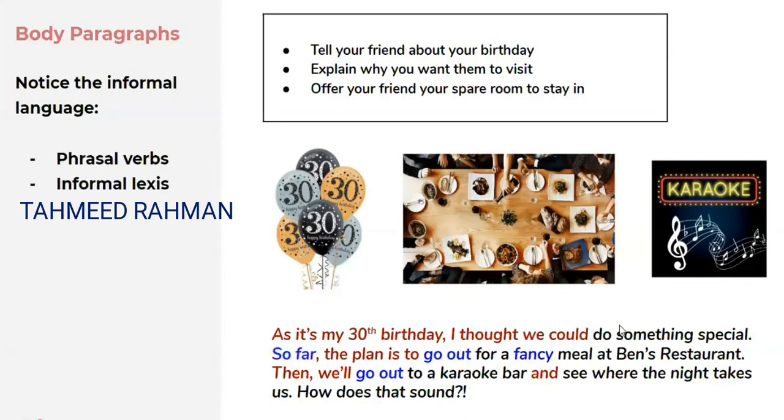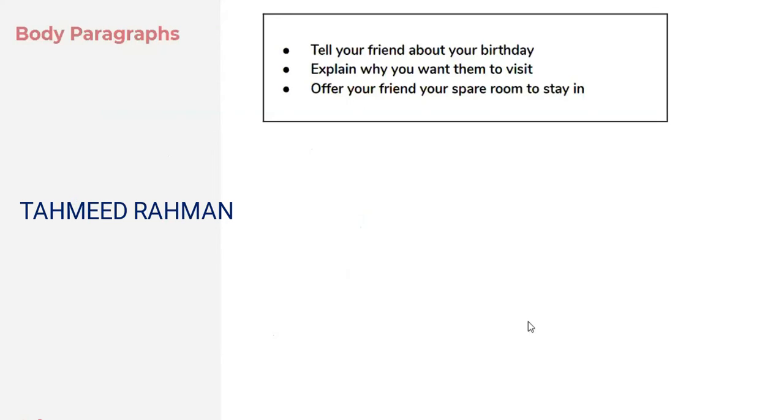Later on you want to see how the night goes. How does that sound? So you see, there are lots of informal words. How does that sound doesn't mean the sound of it. It's like, how do you think the plan is, or what do you think about the plan? So I've used some phrasal verbs as well, like go out, and also some idiomatic language, like see where the night takes us. So far, okay. Because it's an informal letter, you are allowed to use some conversational English.